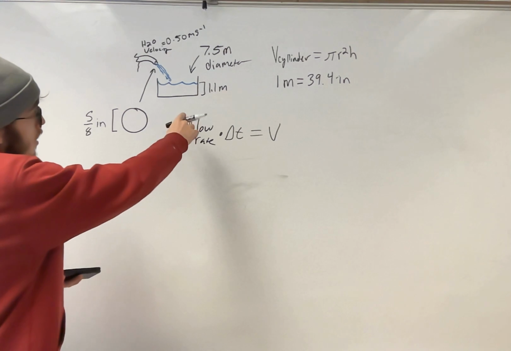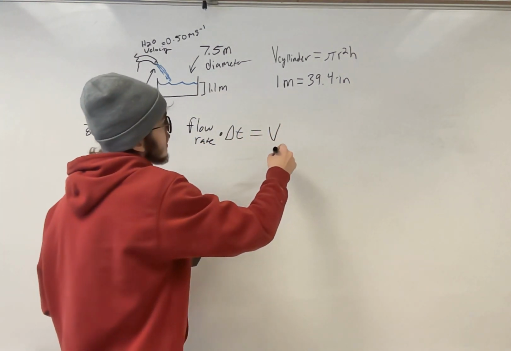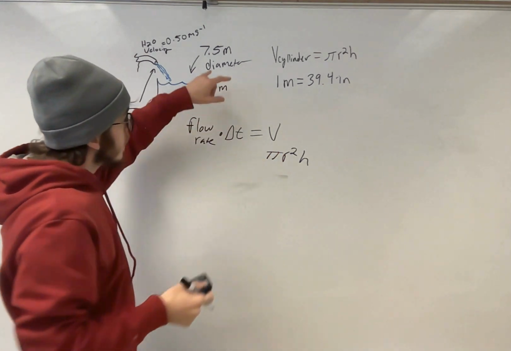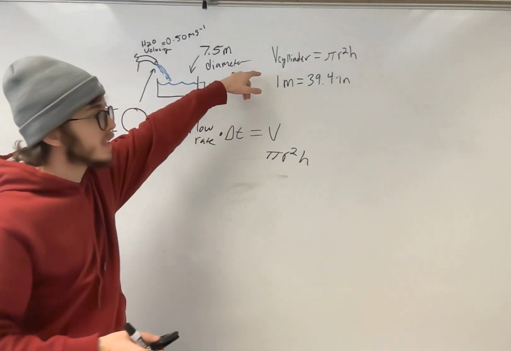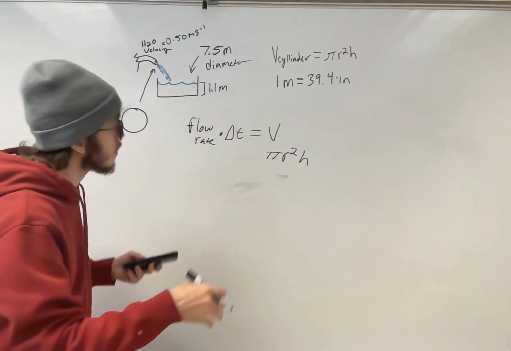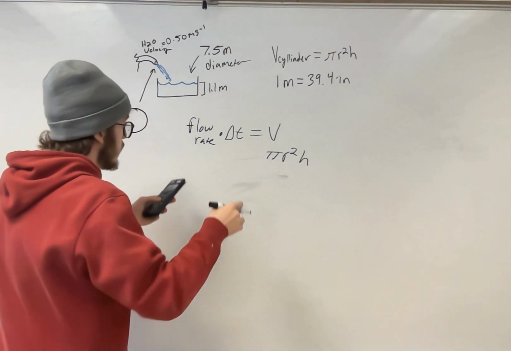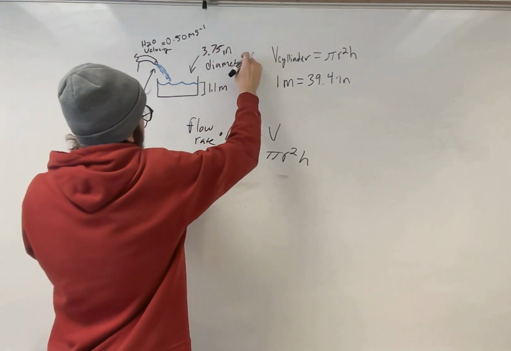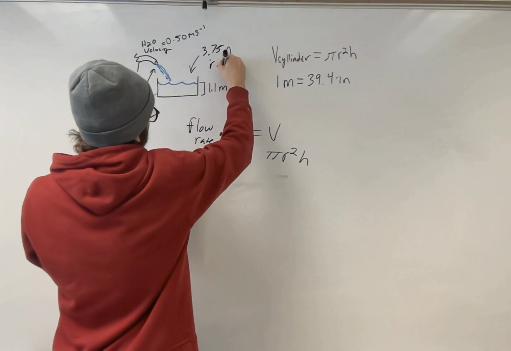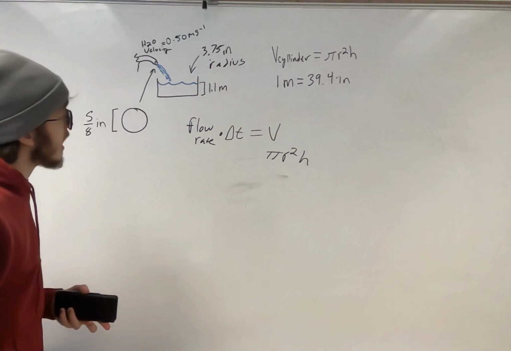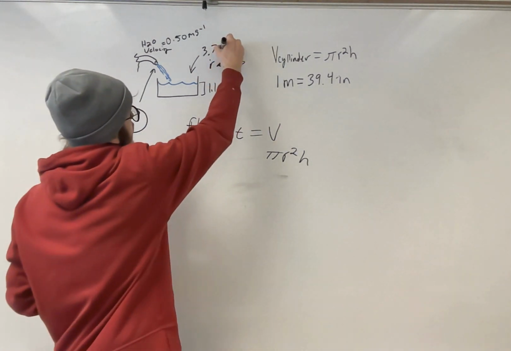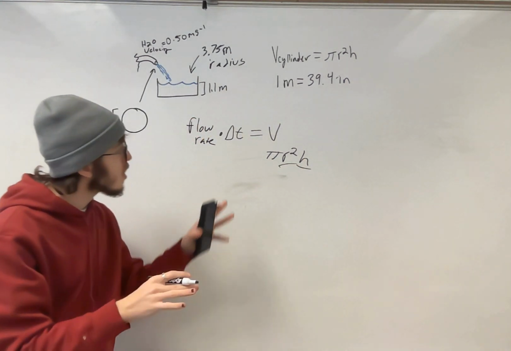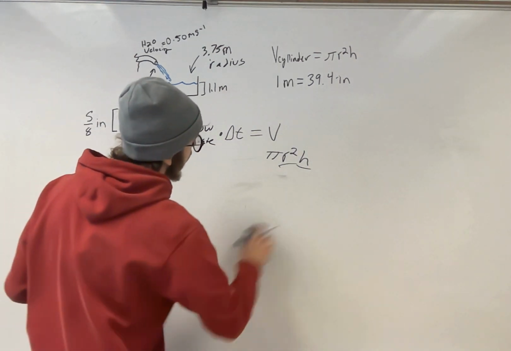So we're told that the volume of a cylinder is equal to pi r squared h, right? We're given the height, but we're only given the diameter. Now, the diameter is 2 times the radius, so let's go ahead and divide this by 2 to give us a radius. 3.75 meters for a radius. Okay, so given that, we have 3.75 meters of a radius, and we have 1.1 meters of a height.